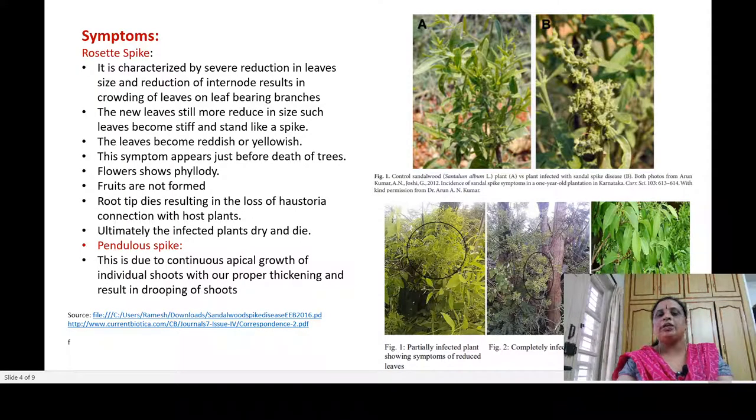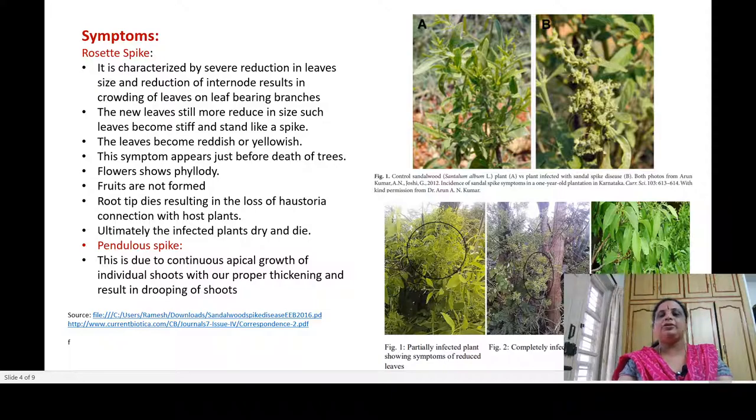There is one more kind of spike which you can come across in sandal spike disease. That's called pendulous spike. As the name indicates, pendulous, the branch becomes very long. Why does it become very long? Due to continuous apical growth. The apical growth is continuously growing without any proper thickening. What is the meaning of thickening?